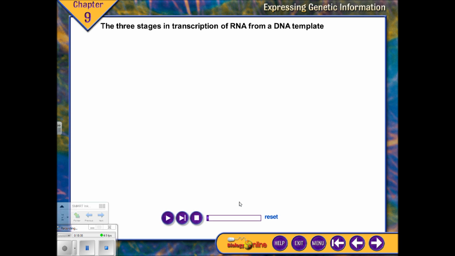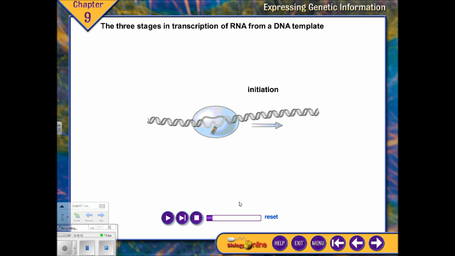Transcription of RNA from a DNA template takes place in 3 stages. Initiation is the first stage. It occurs when the enzyme RNA polymerase attaches to a promoter region of the DNA. The promoter region is located just before the segment of the DNA coding strand that will be transcribed.